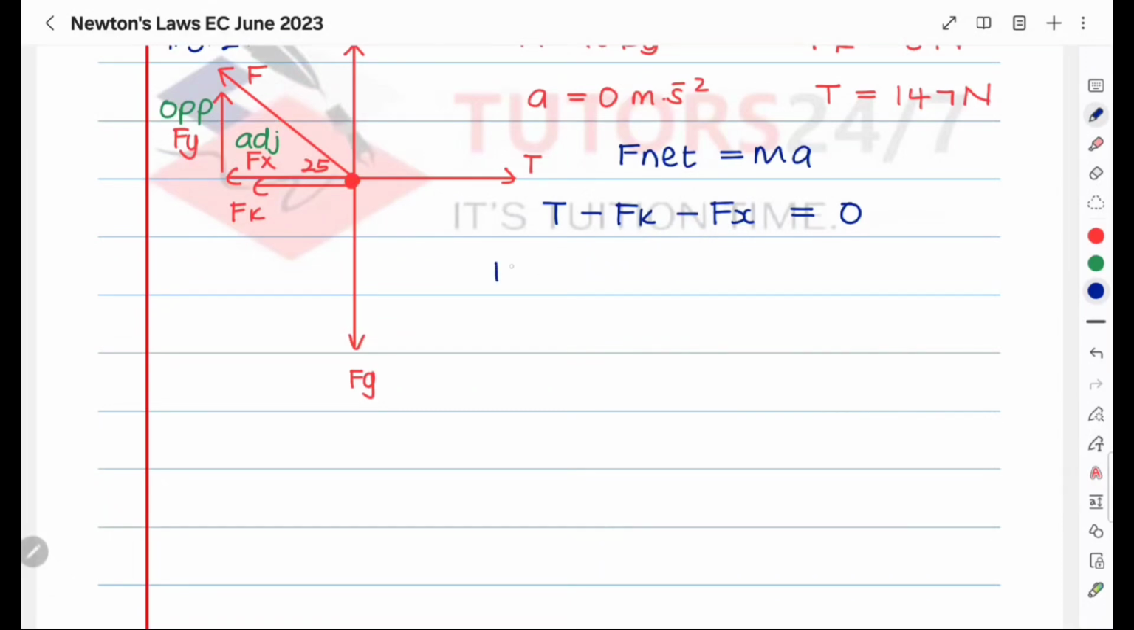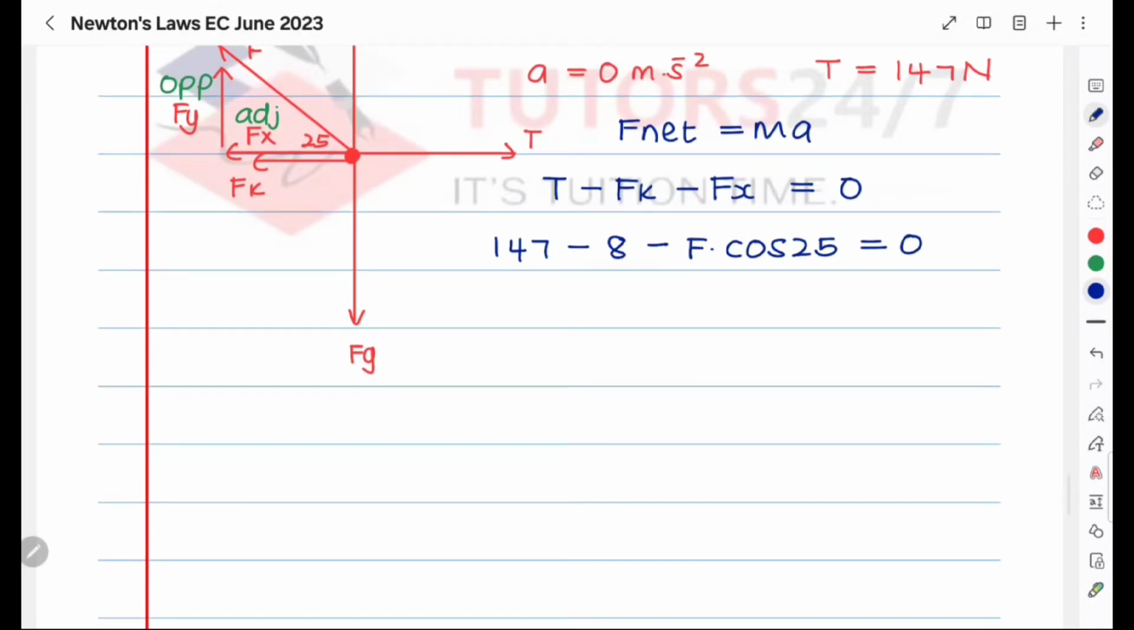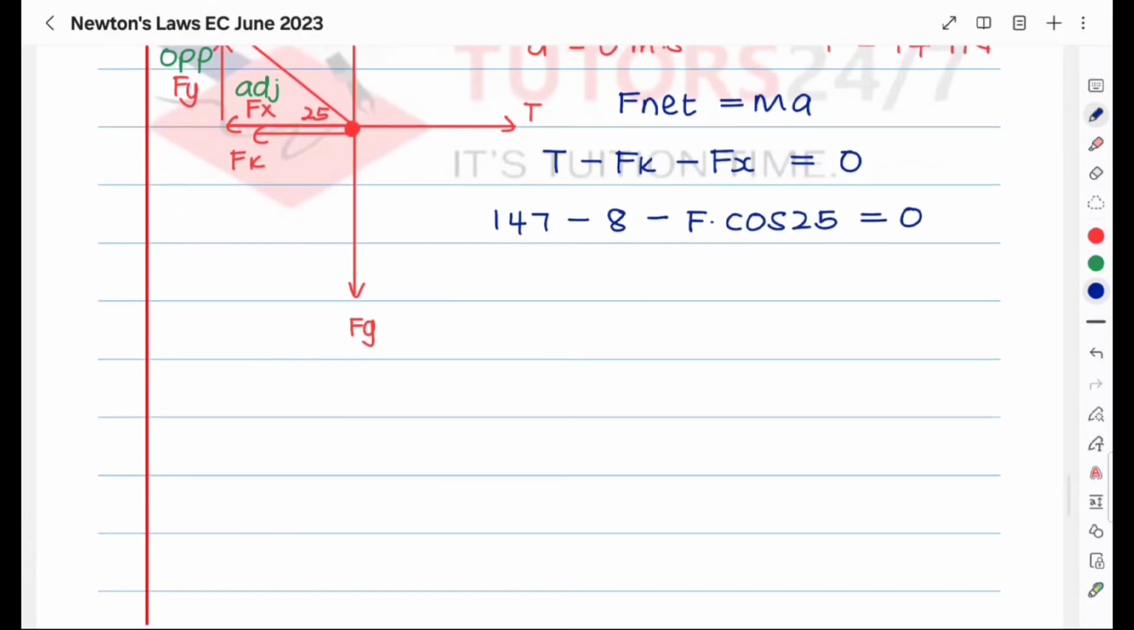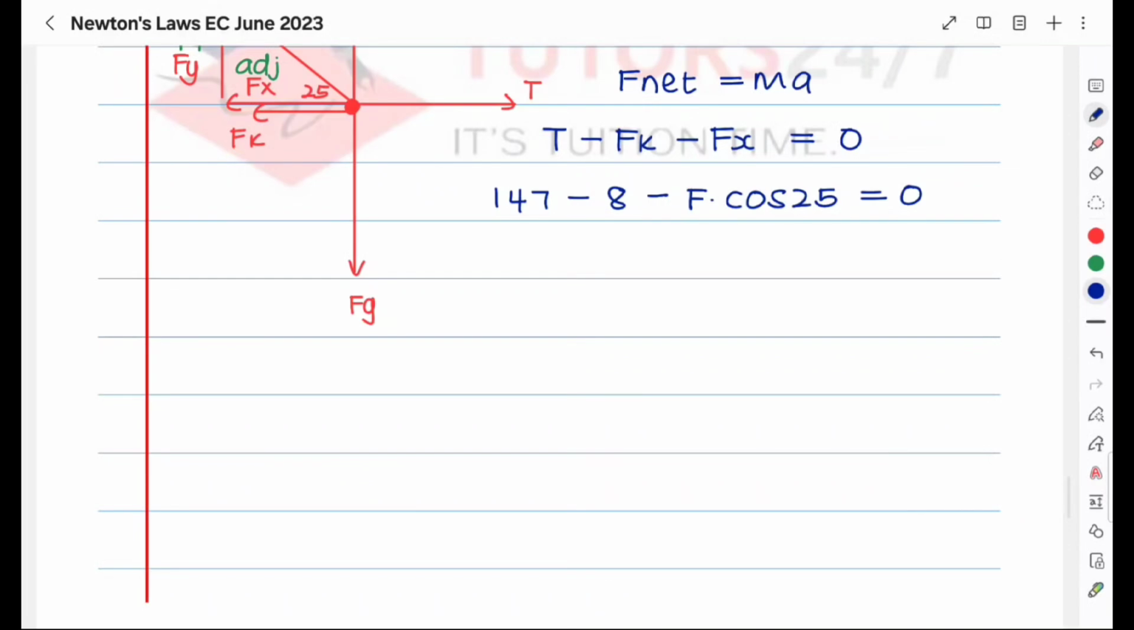From here, we substitute tension as 147. We substitute Fk as 8. And then Fx can be broken up into the applied force times cos of the angle 25. We're using cos because Fx is adjacent to the angle 25, and cos is the ratio that has adjacent in it. From here, 147 minus 8 is 139.